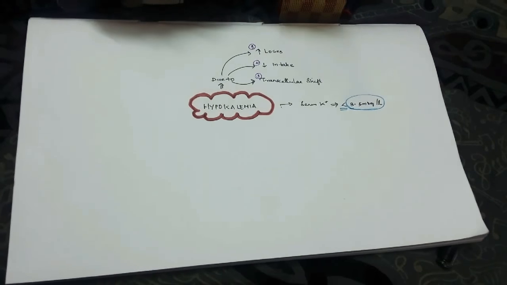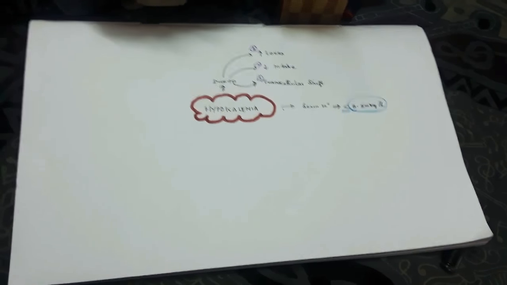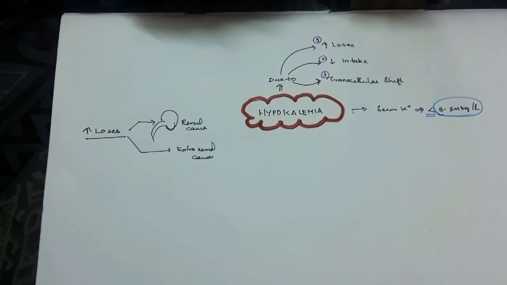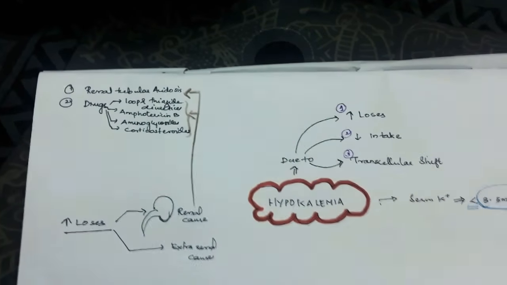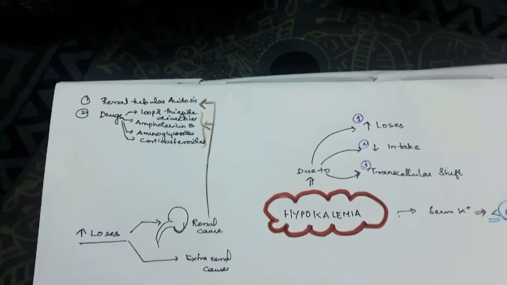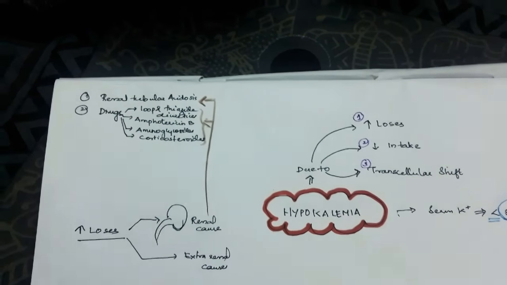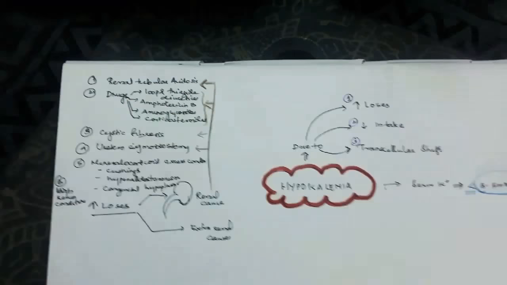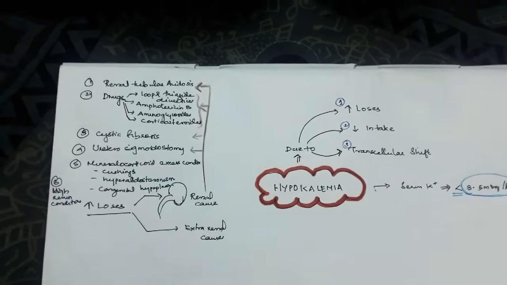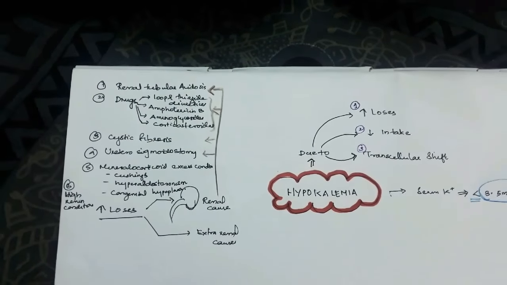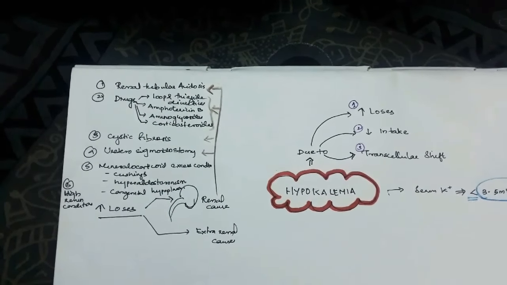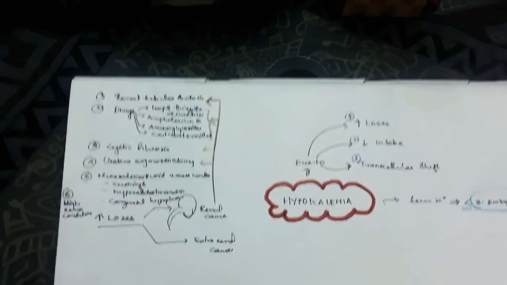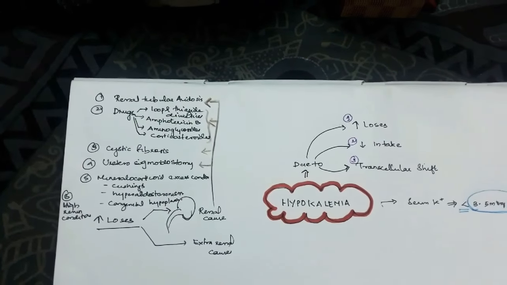See what are the causes for increased losses of potassium ions. It can be renal causes or extrarenal causes. 1. Renal tubular acidosis. Second one, drugs like loop or thiazide diuretics, amphotericin B, aminoglycosides, corticosteroids, etc. 3. Cystic fibrosis, ureterosigmoidostomy, mineralocorticoid excess like Cushing syndrome, hyperaldosteronism, congenital hypoplasia, and some high renin conditions like renin secreting tumors or renal artery stenosis.